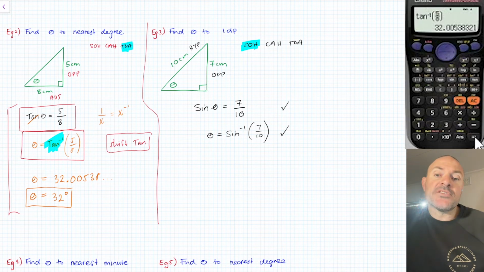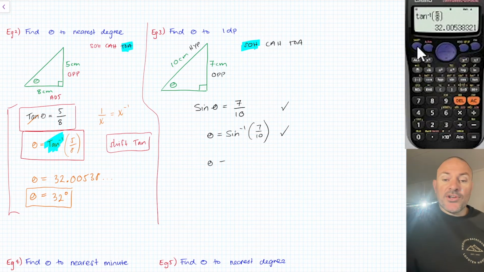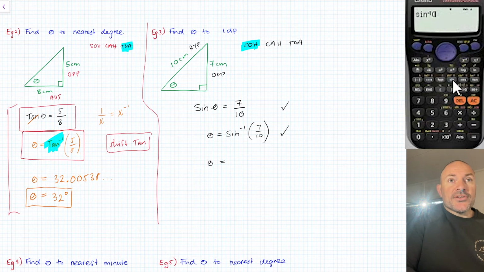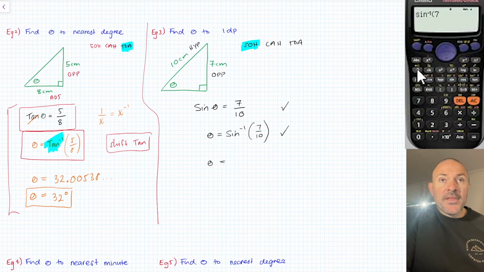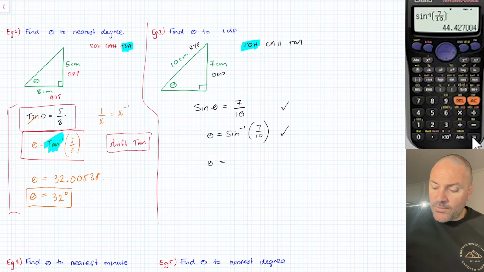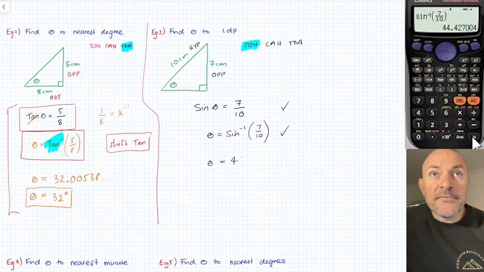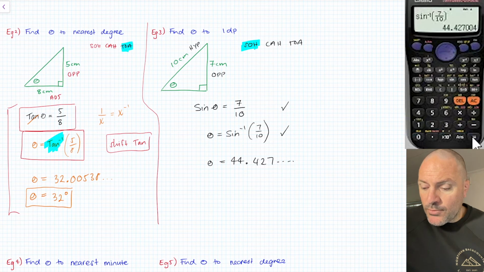The next part, of course, if you want to write your answer down, that's fine. So my last step now is to go ahead to my calculator. I'm going to press shift sine, and you can see in my calc, it comes up with sine neg 1. I'm going to type in 7 over 10. Now you might want to just type in 0.7 as a decimal. If that's what you want, that's fine. I'm going to press equals, and it comes up with 44.427... Now, the rounding in this instance is to one decimal place.